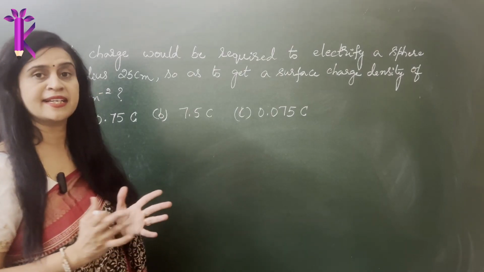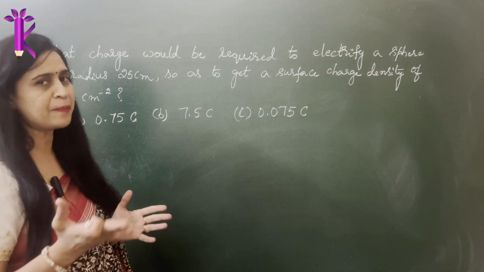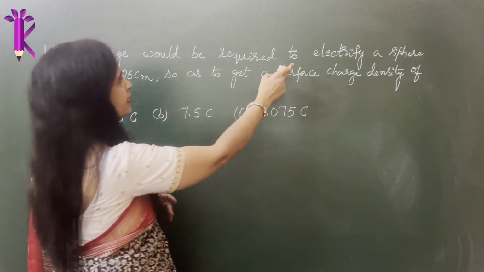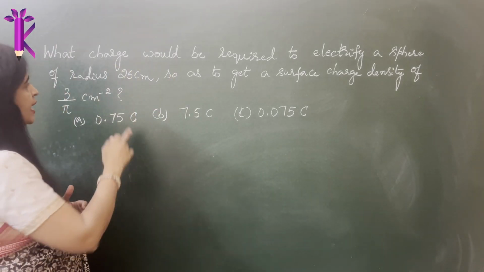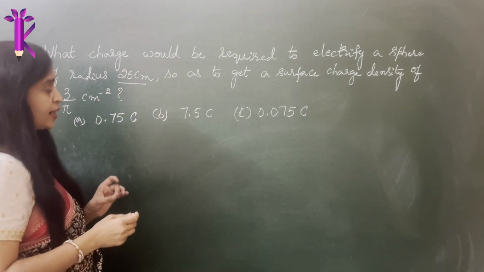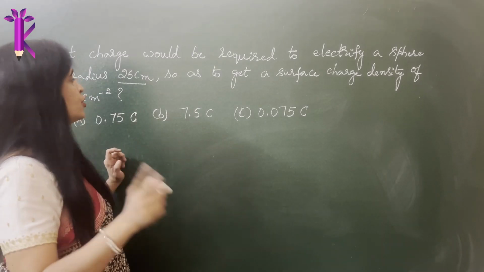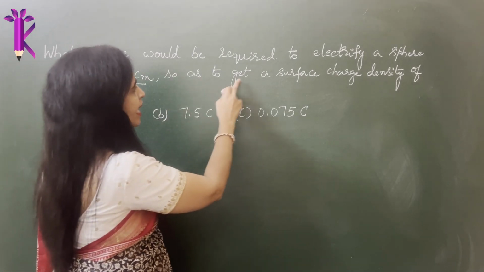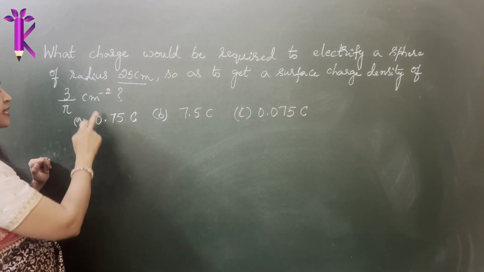Well, it's time to take a numerical on surface charge density before we end the class. A couple of problems on surface charge density. What does it say? What charge would be required to electrify a sphere? So they want you to electrify a sphere of radius 25 centimeters. So which means here, since we are doing surface charge density, you should know the area of the sphere. If you do not know, you cannot solve this numerical. So as to get a surface charge density of 3 by 5 centimeter per centimeter square.